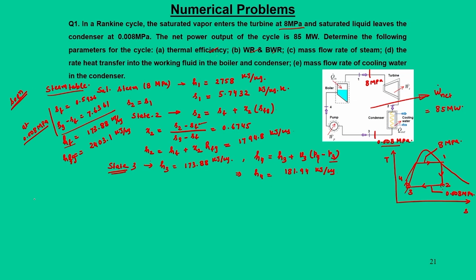So, let us go one by one. Thermal efficiency is W net by Q in, and this information we can write as H1 minus H2 minus H4 minus H3 divided by H1 minus H4. By inserting these numbers, this value is 37%.